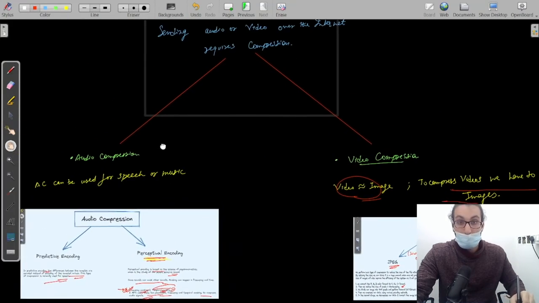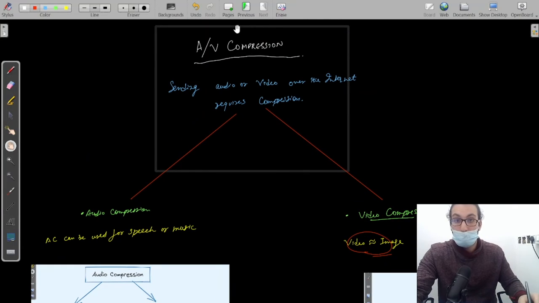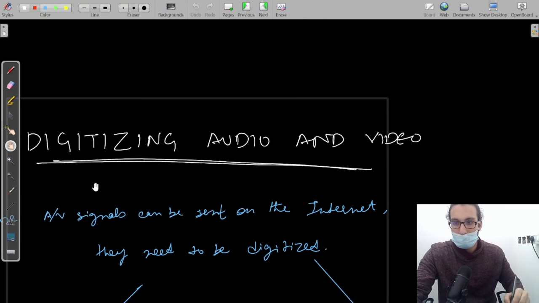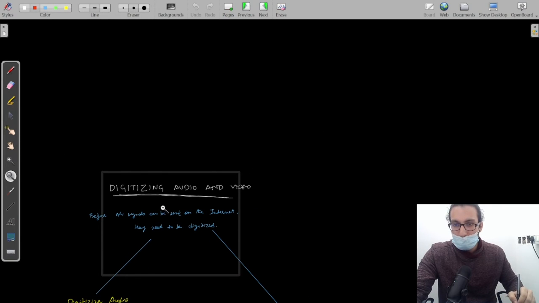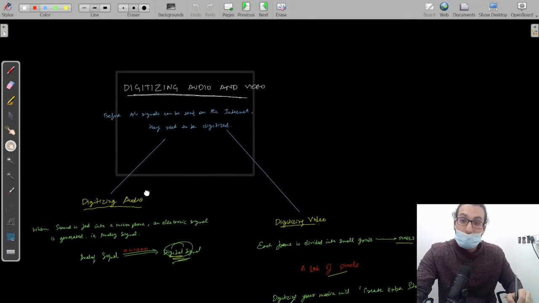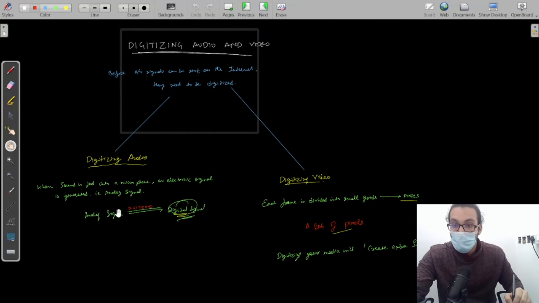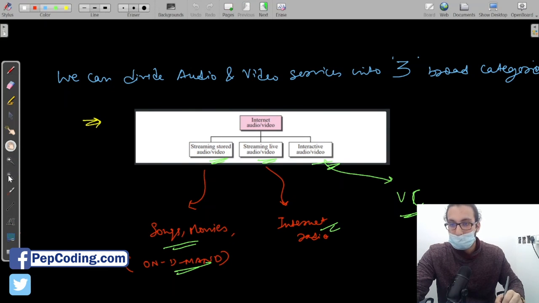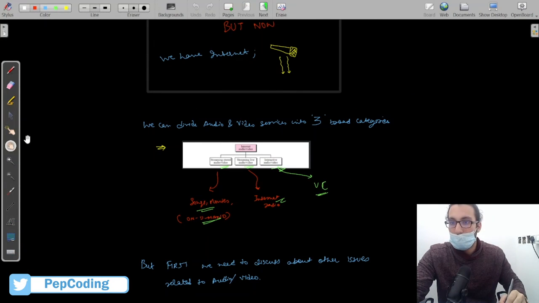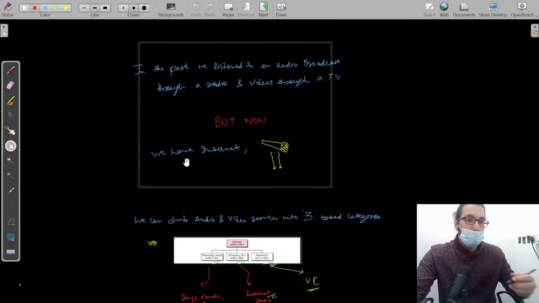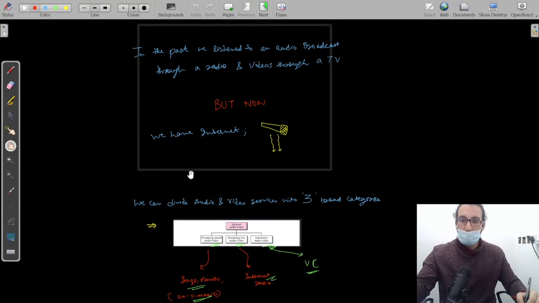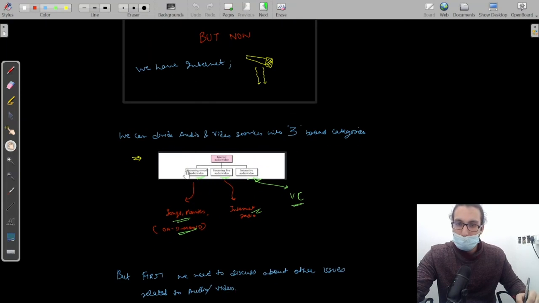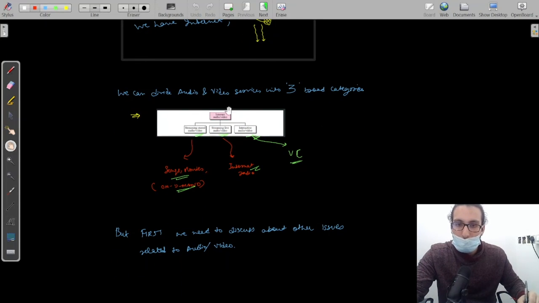And we got to know why compression is very, very important, because we don't want to send GBs and GBs of data over the internet. And we got to know why digitizing audios and videos is important, because of the signals, and to create extra storage space. And we got to know how large the internet is and how we are using it, like we can do anything we want. And then we learned about the three broad categories of audio and video services.